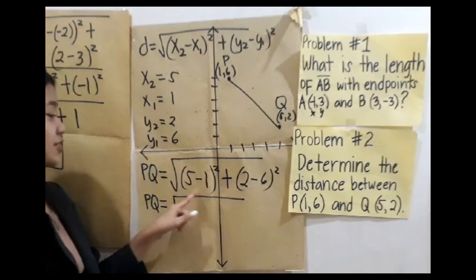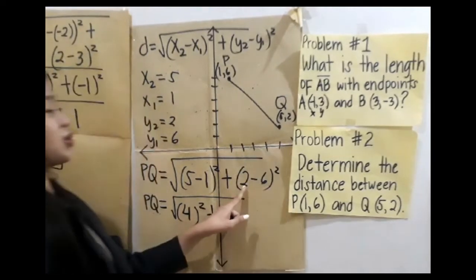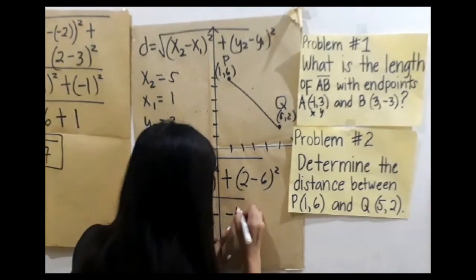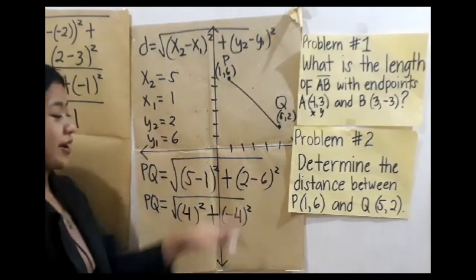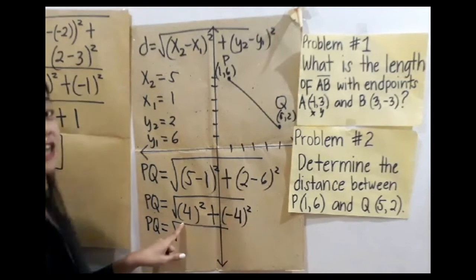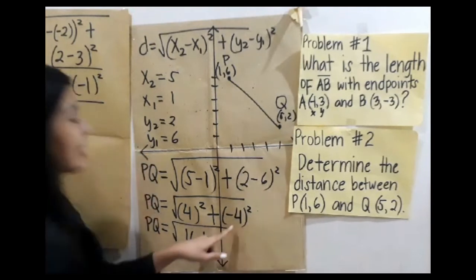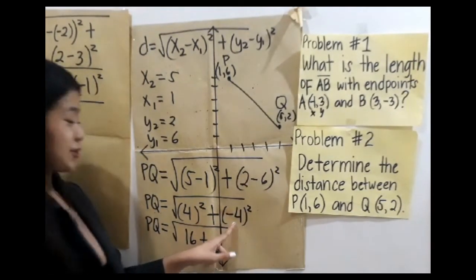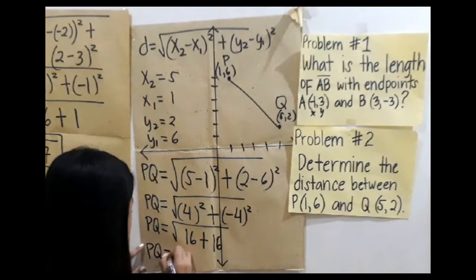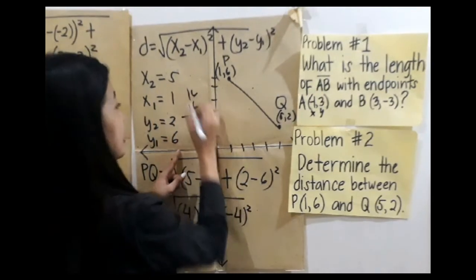5 minus 1 is equal to 4. And then squared, copy again the sign. And then 2 minus 6 is equal to negative 4. Negative 4 squared. So, PQ is equal to the square root of 4 times 4 is equal to 16, plus negative 4 times negative 4 is equal to positive 16 as well. So, PQ is equal to the square root of 16 plus 16 is equal to 32.